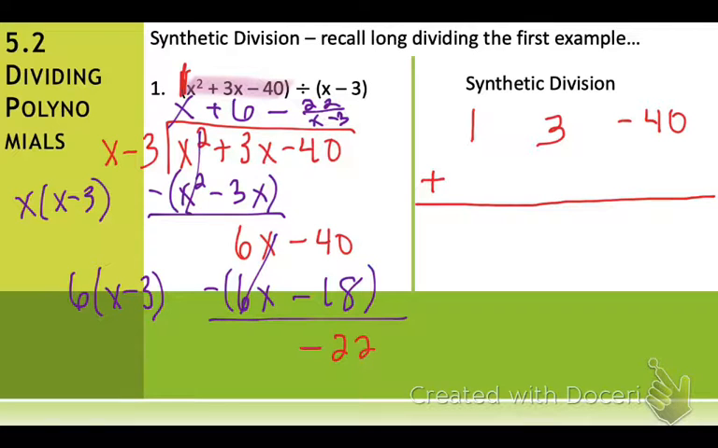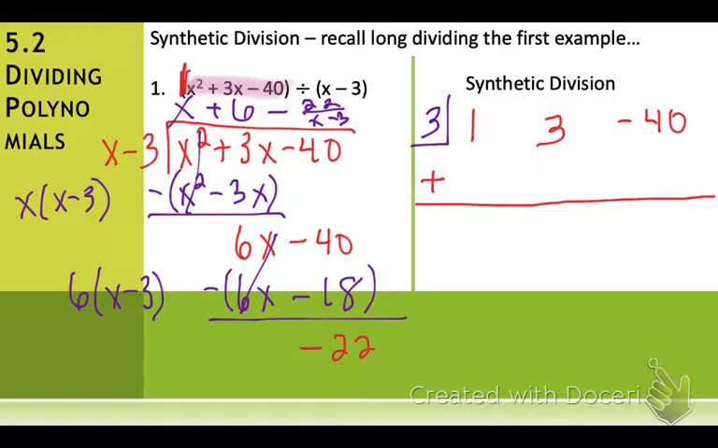Now, for this part, instead of using x minus 3, I'm actually just going to use what the root would be of this. So I'm going to use positive 3. You can think about it as, if this is minus 3, you use plus 3. If it were plus 3, you use minus 3. I'm going to phrase that as: I'm always going to use the root that you would get if you set that equal to 0. So I'm going to put 3 there.